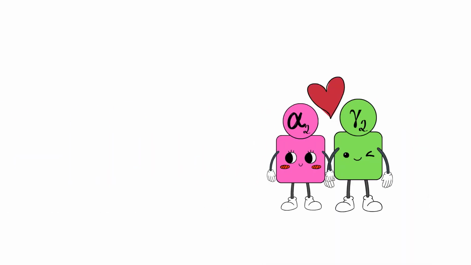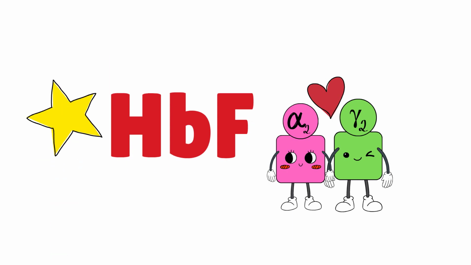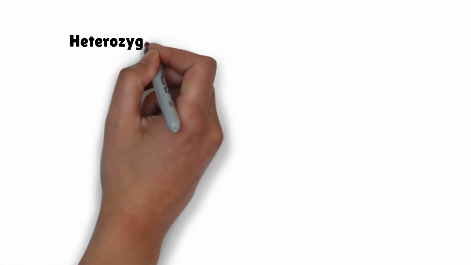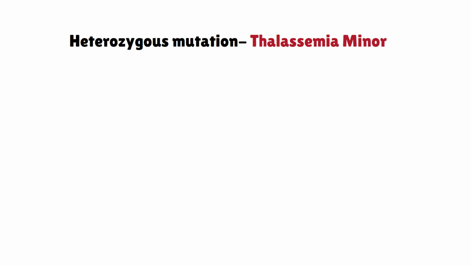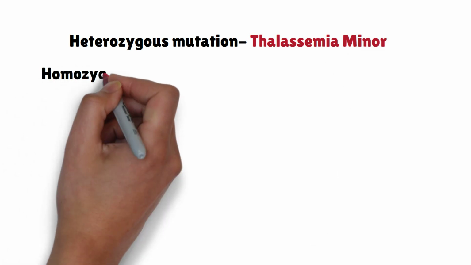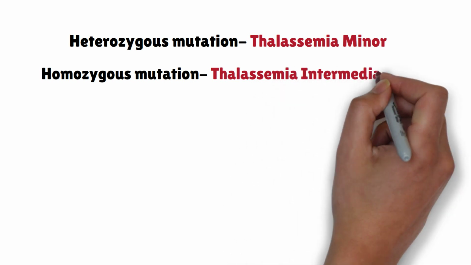Alpha is unfaithful. When she doesn't have beta, she goes with gamma. So these patients will have high levels of hemoglobin F in their blood, diagnostic of beta thalassemia. Beta thalassemia can be due to a heterozygous mutation which can lead to thalassemia minor, or a homozygous mutation which can cause thalassemia intermedia or thalassemia major.